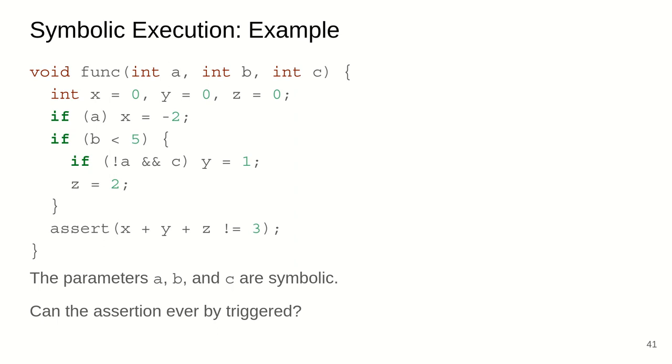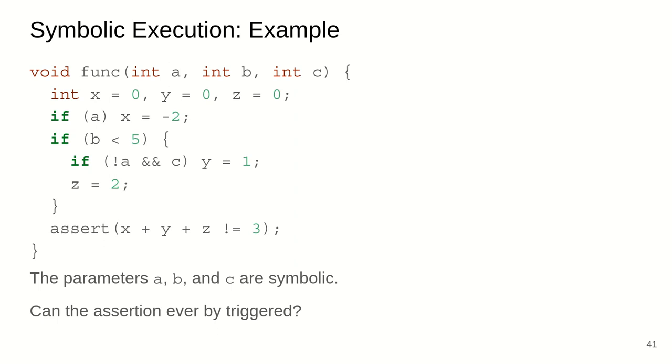We've got this function here that takes 3 parameters, a, b, and c. And inside the function, we've got a couple of conditions. If a, and if b is smaller than 5, and if not a and c. And then we set 3 local variables, x, y, and z. And then we check the assertion: if x plus y plus z is not equal to 3. If it is equal to 3, we will trigger a bug and terminate. Now the question is, can the assertion ever be triggered?